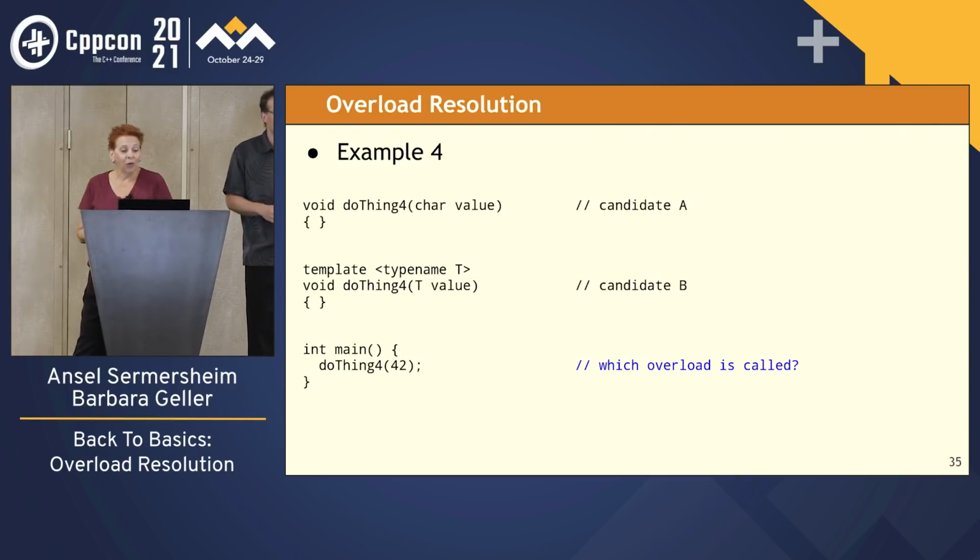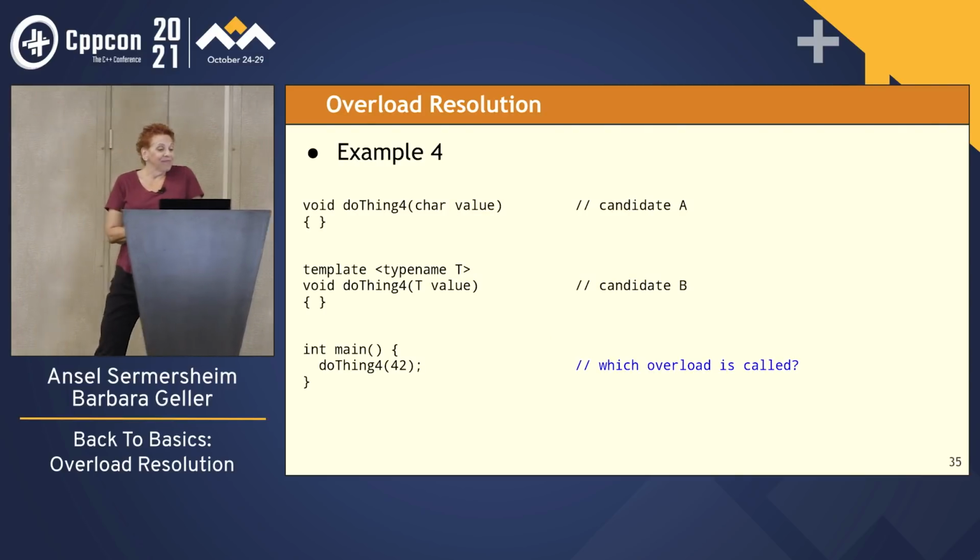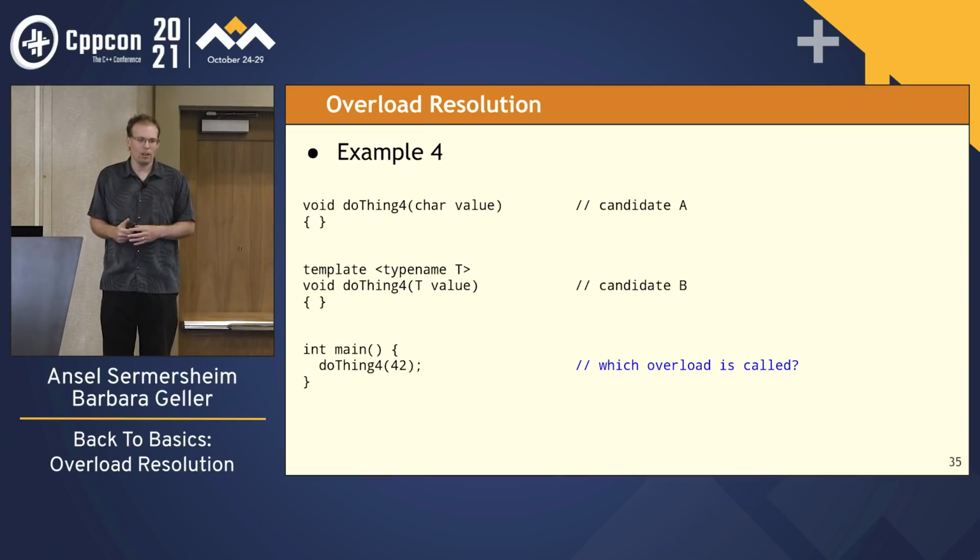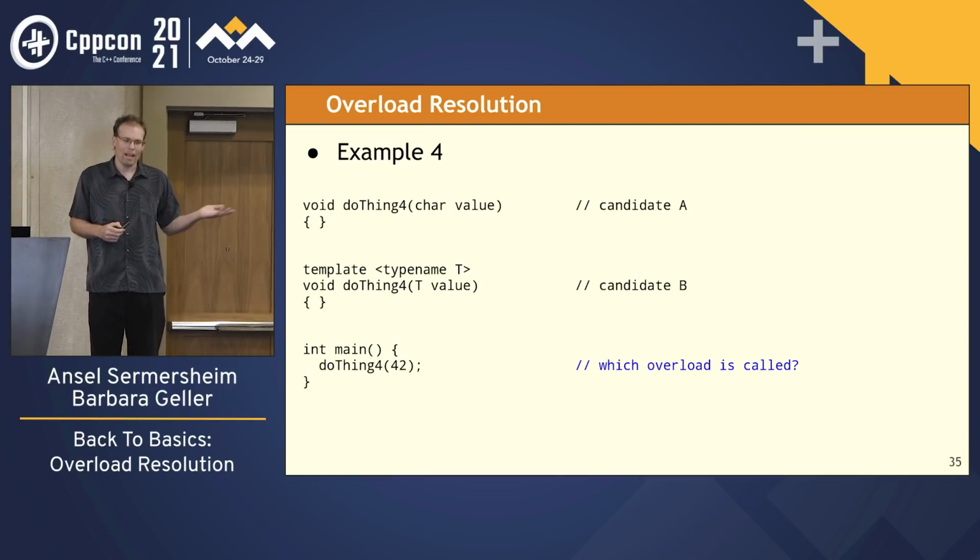Let's take a look at example 4. So here we have do thing for it. We have two declarations for it. We're passing the value 42. Which overload will be called?